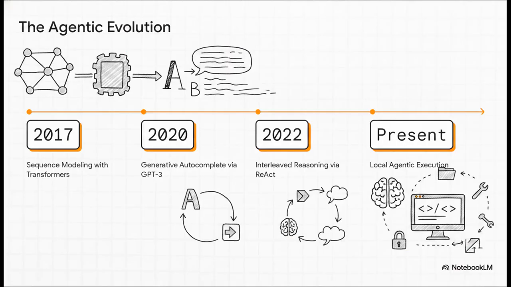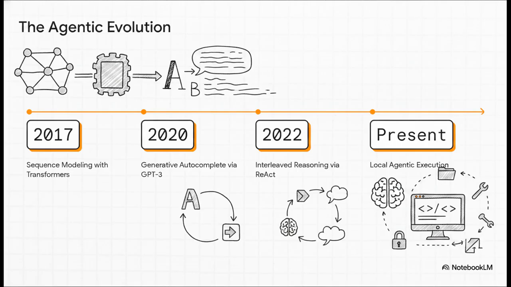All right, so we're exploring a massive architectural shift here, going from passive generation to active environment interaction. This isn't just about a model getting smarter, it's about a system gaining actual agency. Let's trace how we got here. Back in 2017, sequence modeling burst onto the scene with the transformer architecture, a real game changer. By 2020, systems like GPT-3 gave us that powerful generative autocomplete we all know. Then, around 2022, frameworks like ReAct introduced interleaved reasoning, meaning models could think, act, and then think again.